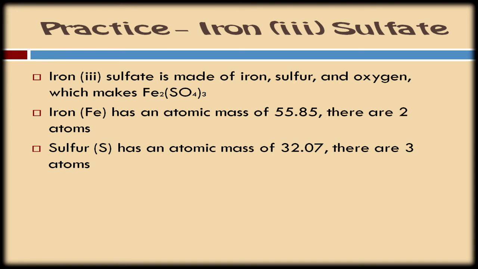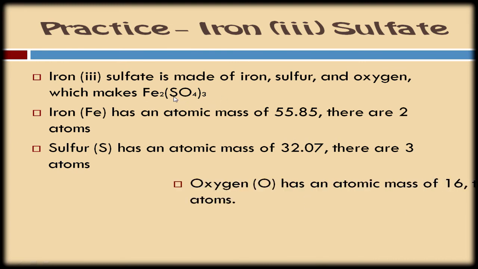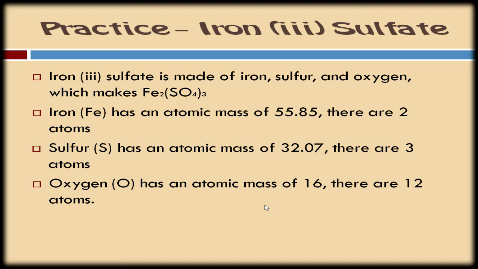And after sulfur, you can see outside of the brackets, it shows a 3, which means that whatever's in the brackets has to be multiplied by 3. Sorry. So sulfur has 3 atoms. Now, oxygen has an atomic mass of 16, and there are 12 atoms. Now there are 12 atoms because whatever's on the outside, like I said earlier, is multiplied by the number of atoms inside. So you take 4 times 3, which gives you 12 atoms. Now, these are straight from the periodic table.